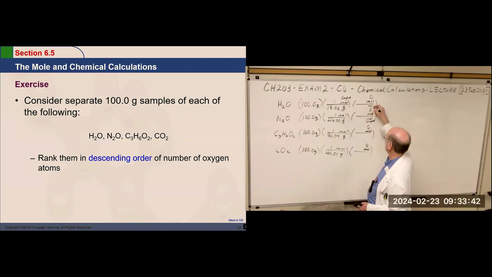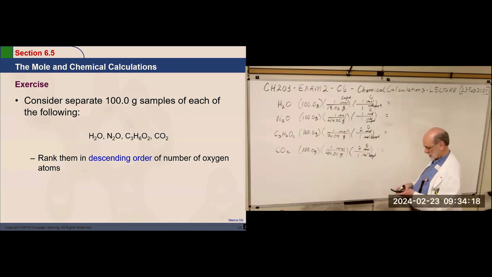That cancels the mole of compound. What's the ratio? Well, this one is 1 to 1. For every mole of water, we have 1 mole of oxygen. Laughing gas is the same way. Propionic acid is 2 moles of oxygen for every mole of compound. And carbon dioxide is also 2. Now we can do the calculation. Just take 100, divide by 18.02, and times 1, I get 5.55. Yeah, moles of oxygen in 100 grams of water.